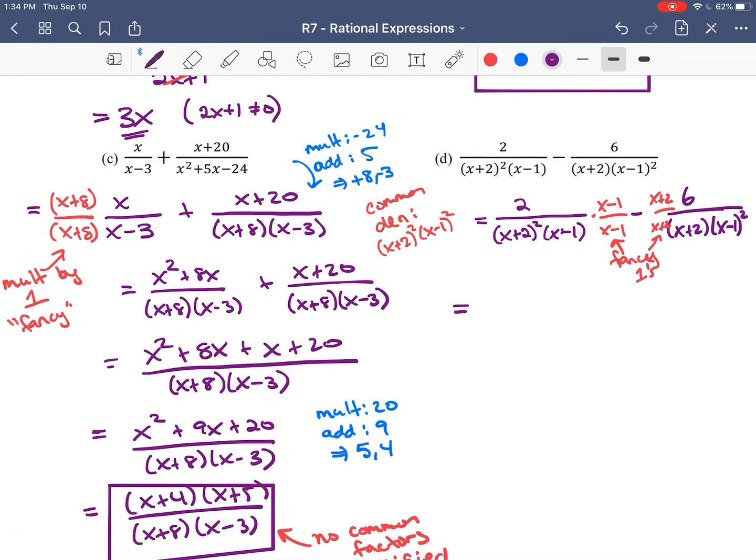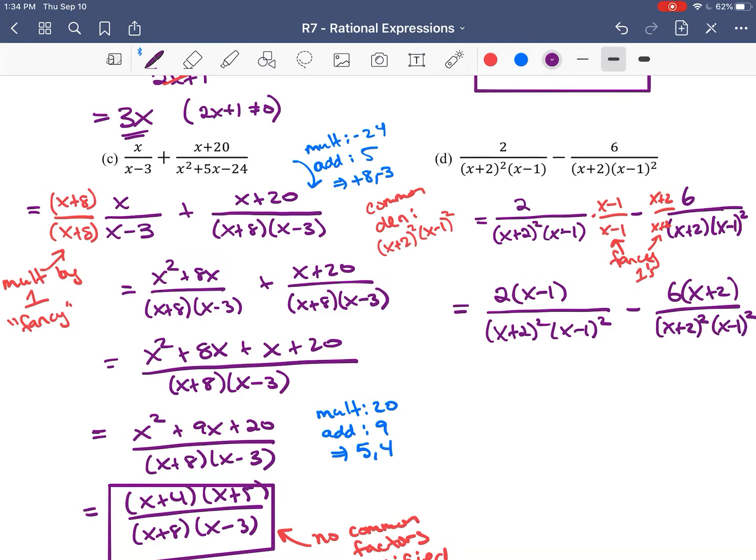Okay, so if we do that, we're going to have 2 times x minus 1 on the top, and then we have x plus 2 squared, x minus 1 squared, and then over here we're going to have 6 times x plus 2 over x plus 2 squared times x minus 1 squared. So now I have the same bottom. I can put the tops together.